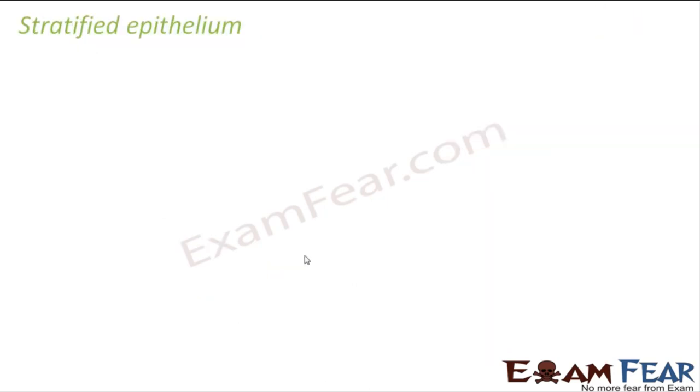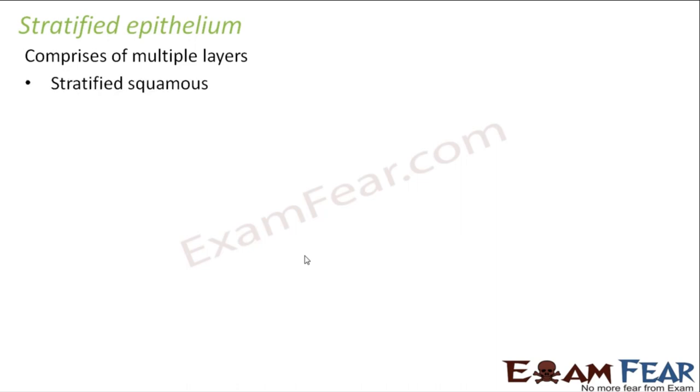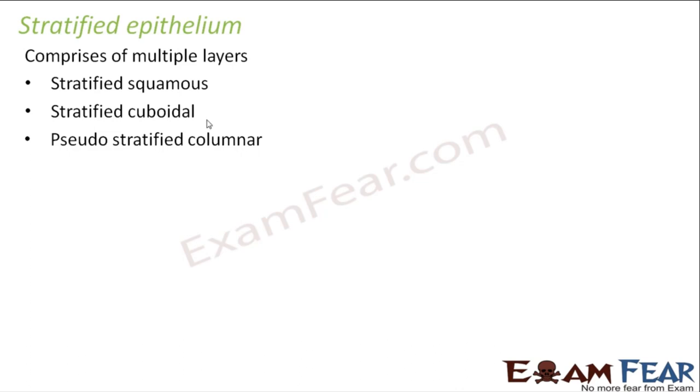So now let us start our discussion on stratified epithelium. Once you have understood the simple epithelium, understanding the stratified epithelium becomes a little easy. So what is a stratified epithelium? An epithelium which has many layers. Earlier in simple epithelium, we had a single layer of cells, but now we have multiple layers of cells, right? So here also, again, it has three types: stratified squamous, stratified cuboidal, and pseudo-stratified columnar.